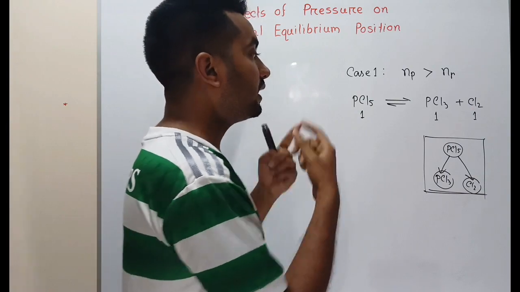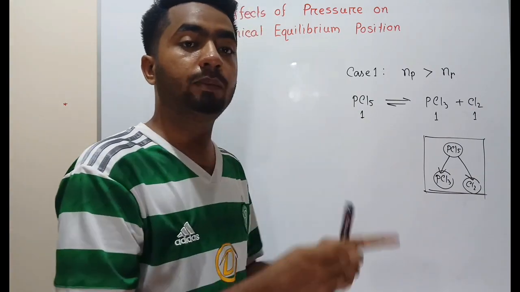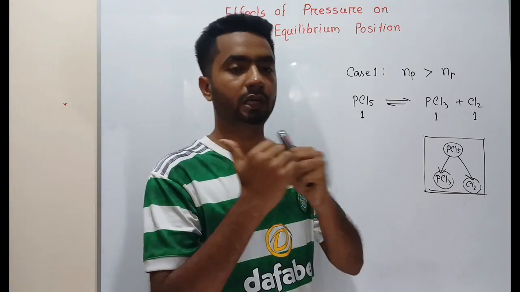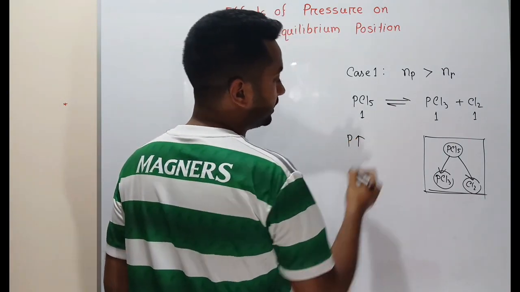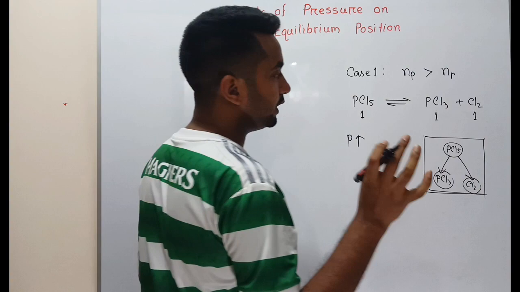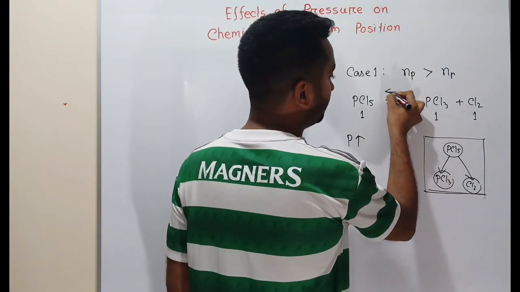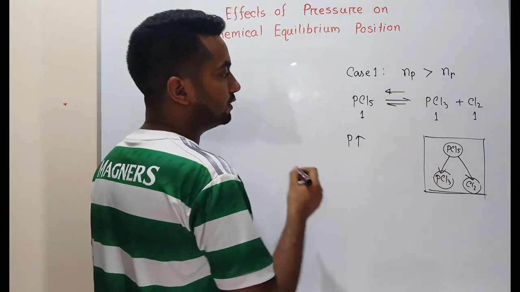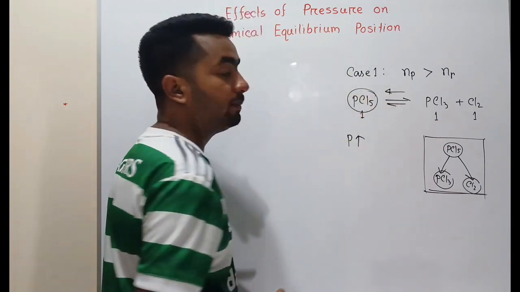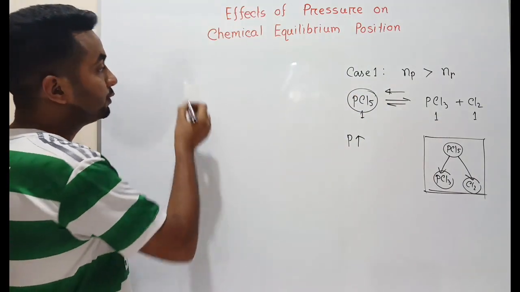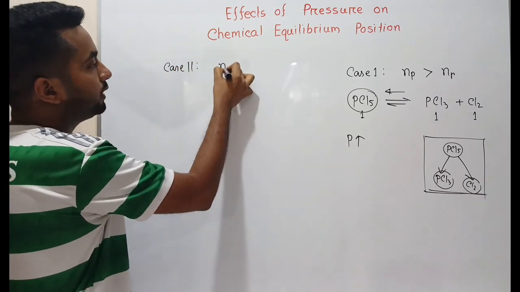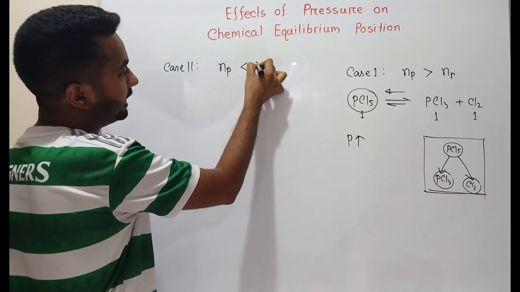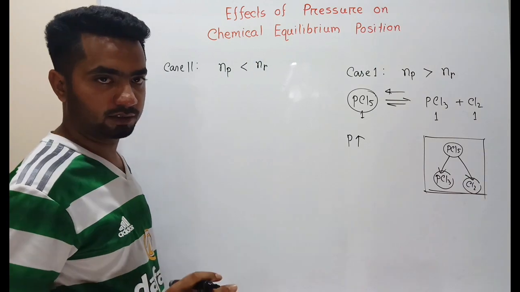So if we increase the amount of pressure, the chemical equilibrium position will be bound to move to the left. So if we increase the pressure over here, the chemical equilibrium position will be bound to move to the left side of the chemical reaction, causing the amount of PCl5 to increase. Now come to case 2, where the number of mole of products is less than the number of mole of reactants.